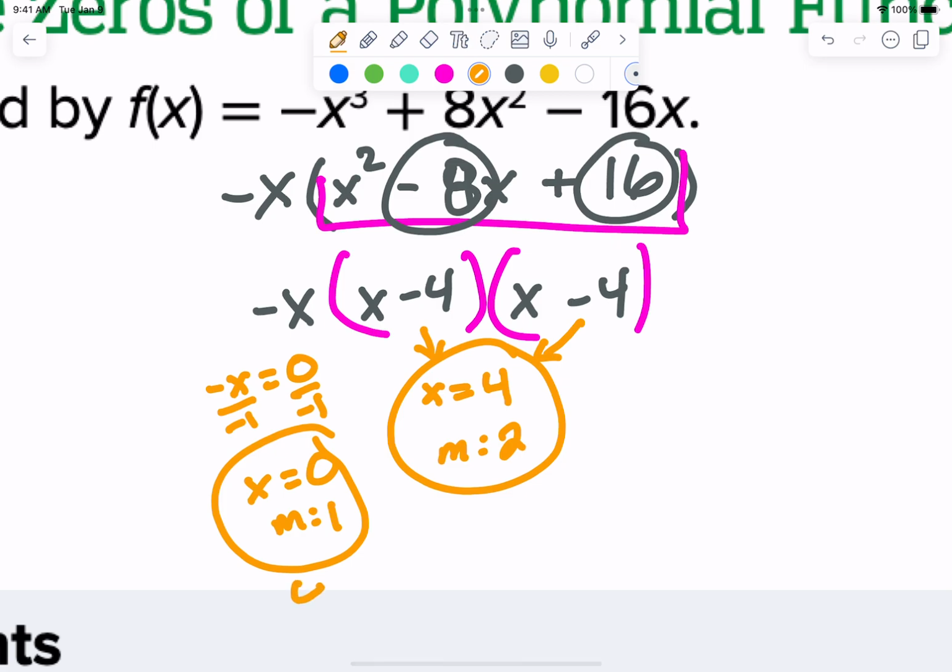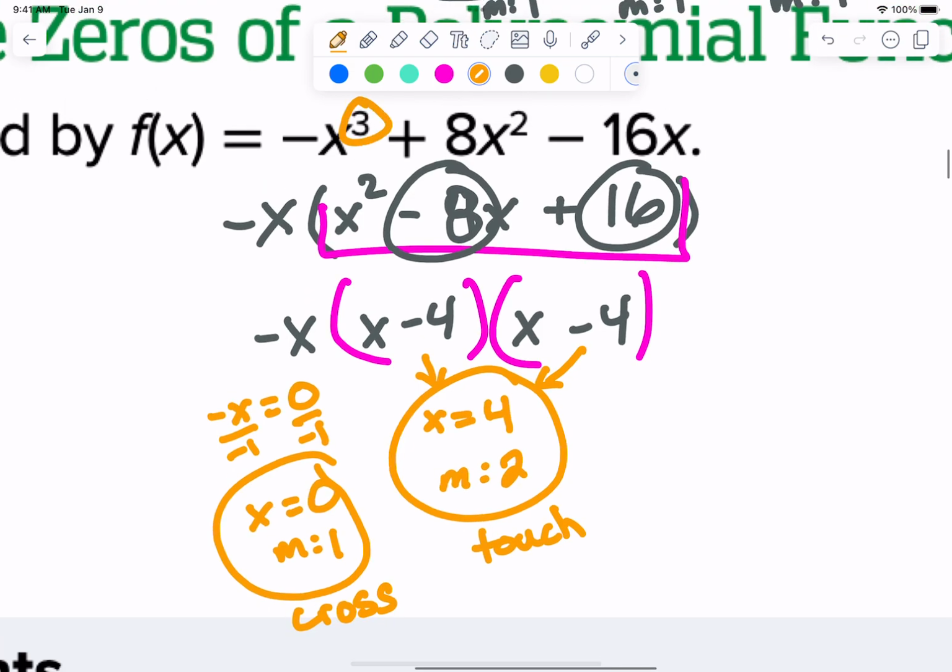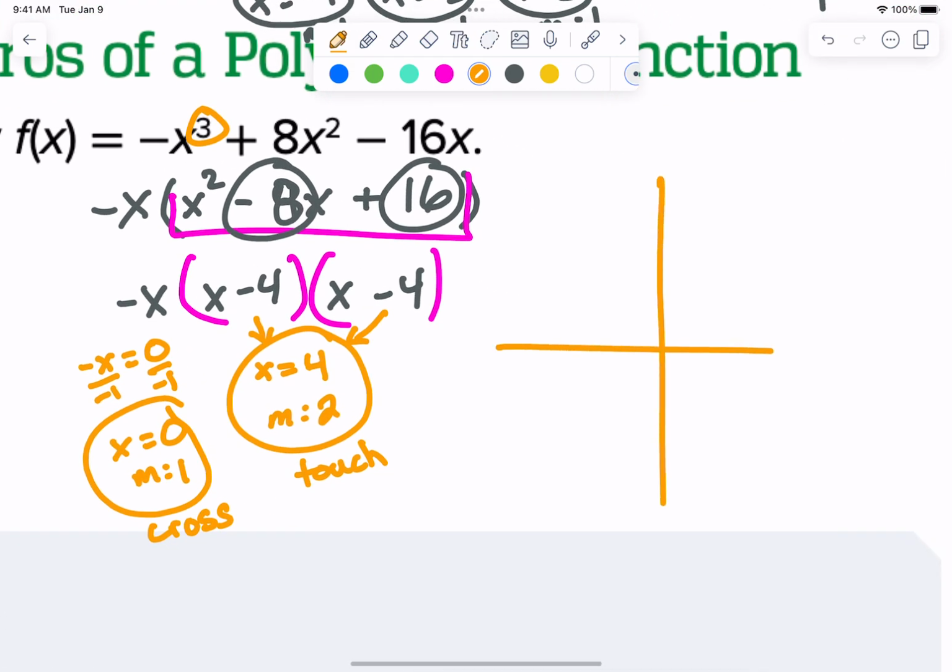So here is where he is going to cross, and then he's going to touch right here. He is an x to the third power function. At 0, he's going to cross. At 4, he's going to touch. So cross, touch, up. That's my x to the third power function. Make sense? Multiplicity tells you that. If he has an odd multiplicity, he's going to cross. If he has an even multiplicity, he's going to touch.